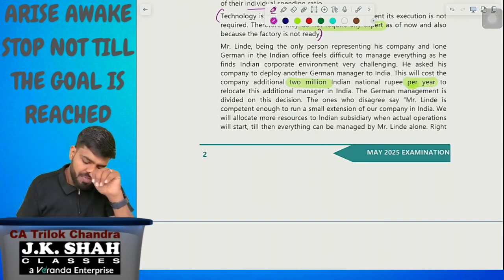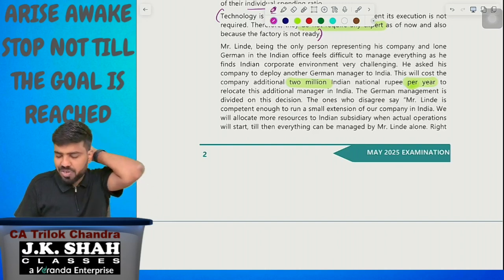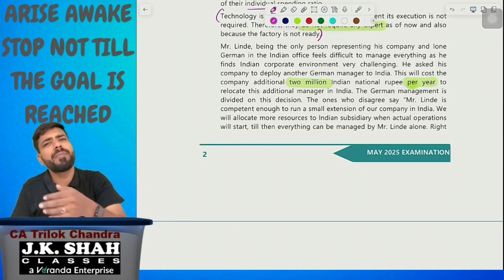Okay, next. We will allocate more resources to the India subsidiary when actual operations start. So what they meant to say is, you start the operations first.